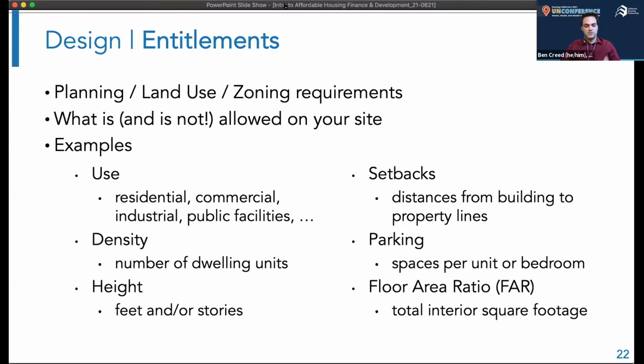Similarly, if your building would just require too many parking spaces, then it can't fit. It doesn't matter that you meet all the other requirements. You're bumping up against that limit as well.